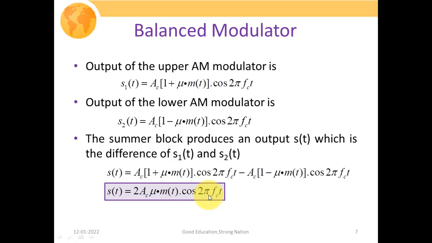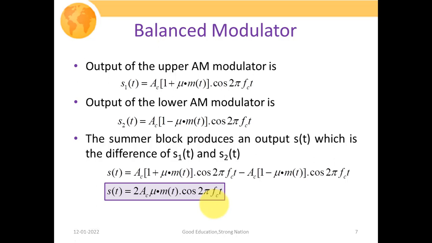We can easily see that there is no separate carrier component present in this equation. It only contains your two sidebands, that is, your upper sideband and lower sideband. So this is how, with the help of a balanced modulator, we can generate our DSB-SC signal.